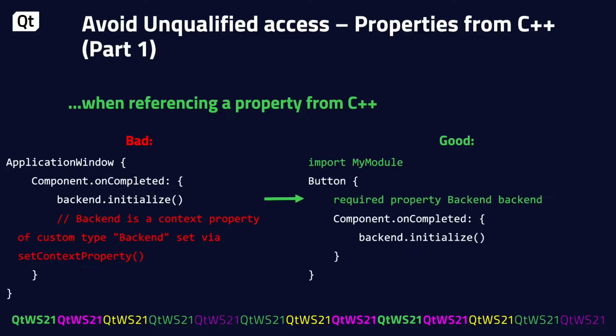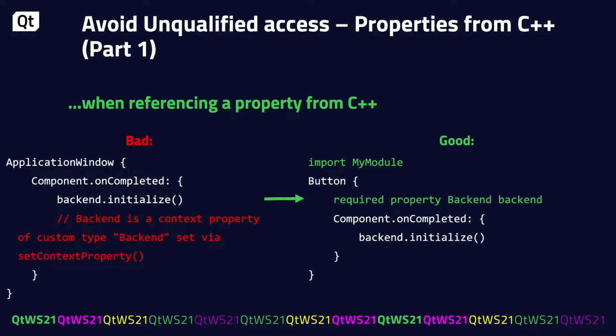Now we can improve this by, again, using required properties to require this property backend being set. So now we actually know, okay, there is a property backend and we know its type. While here, the only explanation of what backend is and where it comes from is actually this comment, which in many actual applications, you won't see an explanatory comment. You will just have to infer that backend is coming from somewhere.